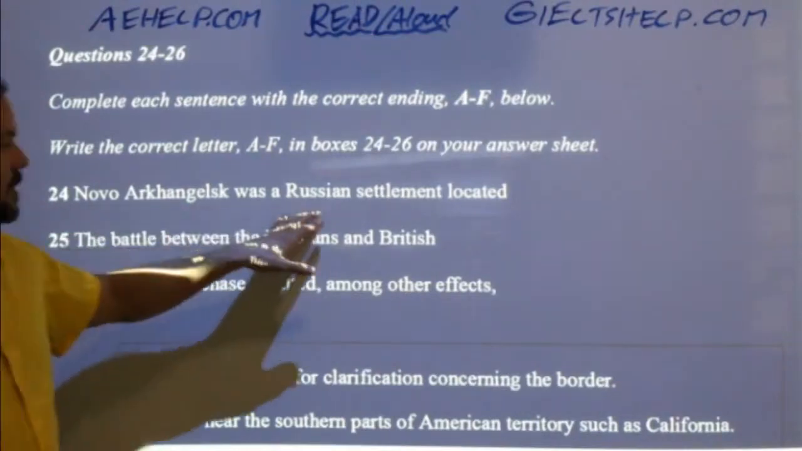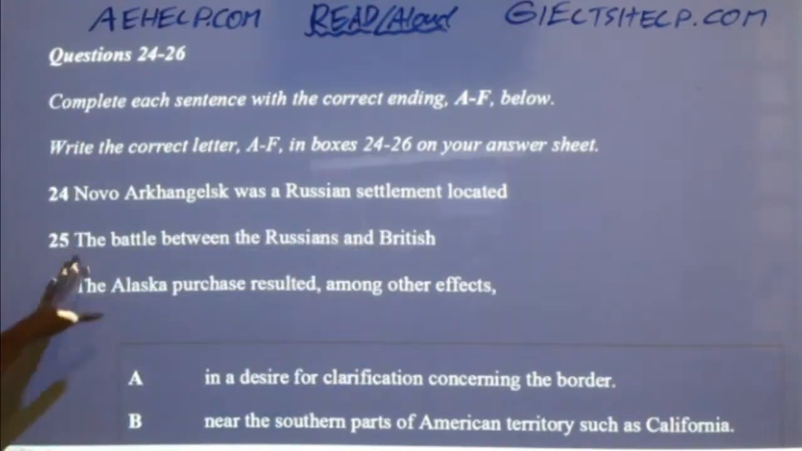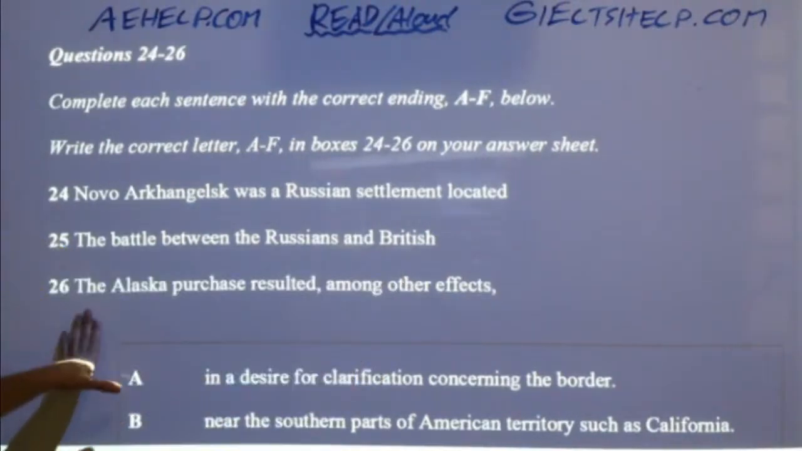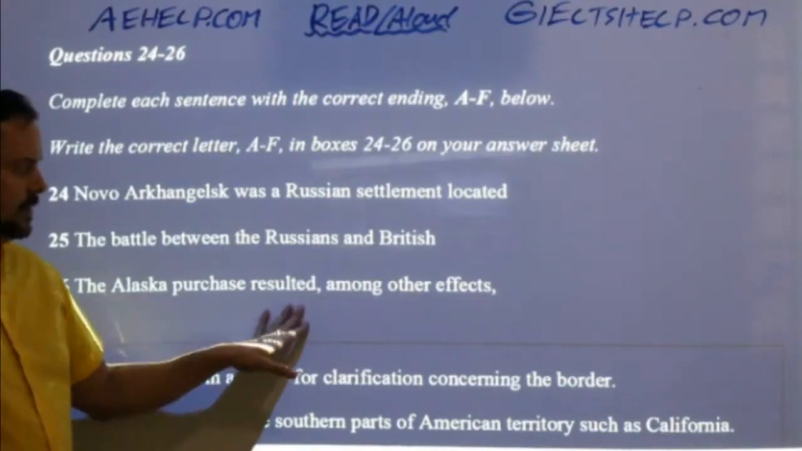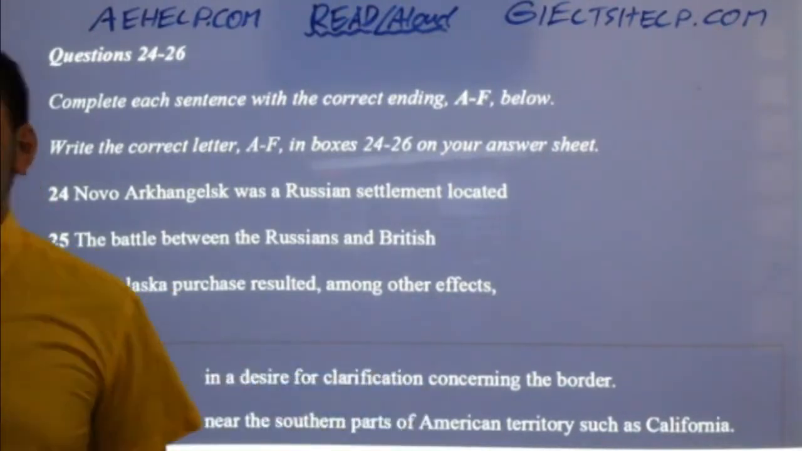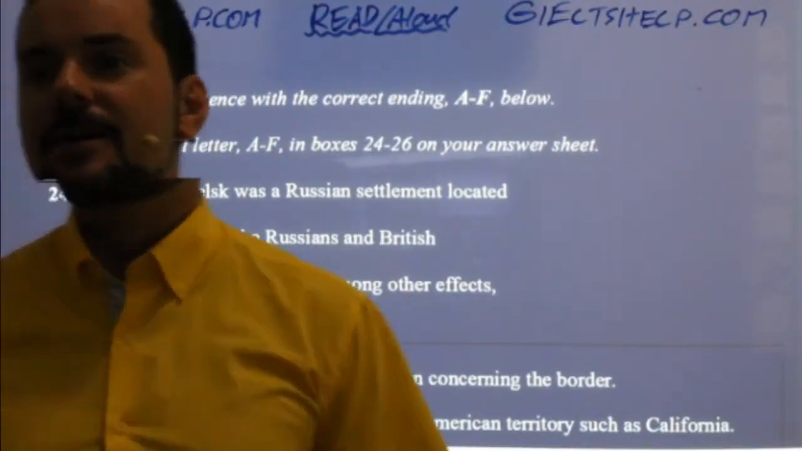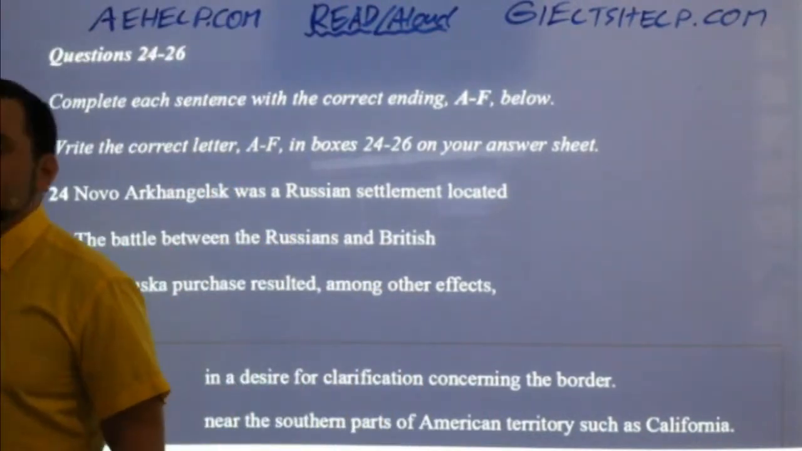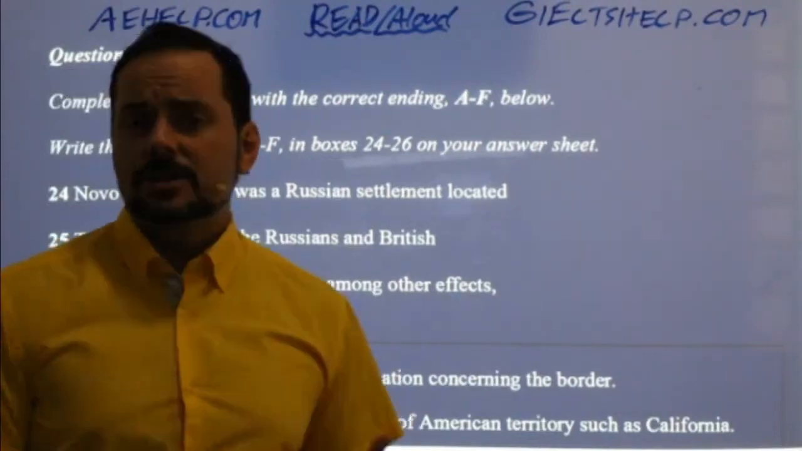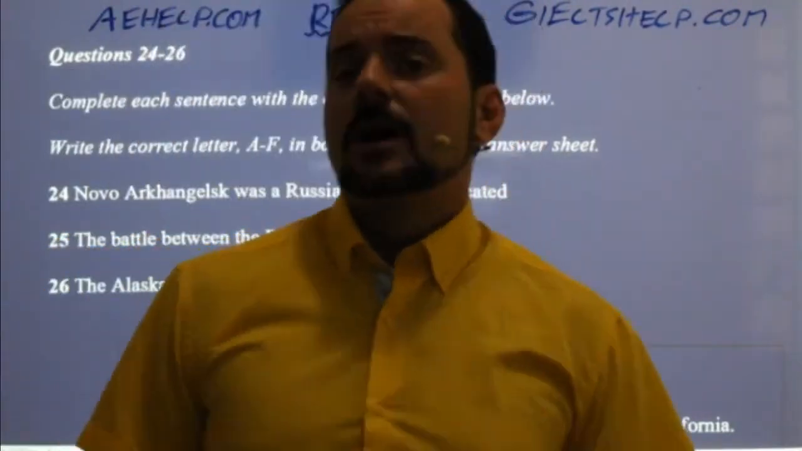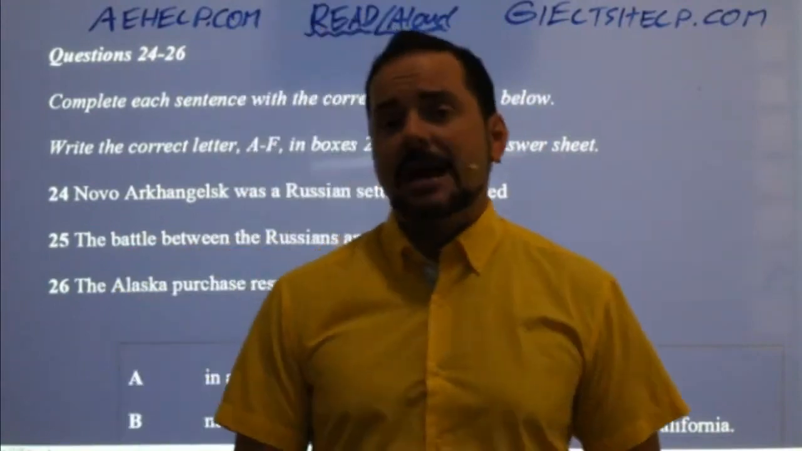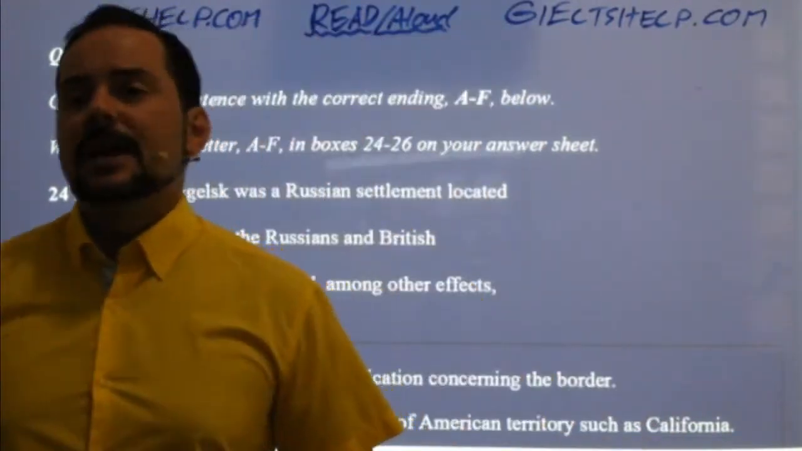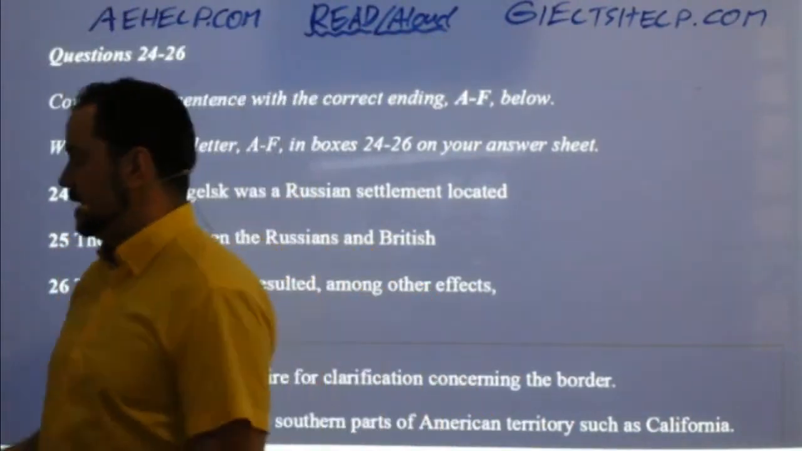Novoarkhangelsk was a Russian settlement located... The battle between the Russians and British. The Alaska Purchase resulted, among other effects. Okay, some interesting concepts there. Okay, so now we have some more clear ideas of what this passage is about. It's about Alaska. It's about the boundaries of Alaska and the ownership of Alaska and how that's happening in history.